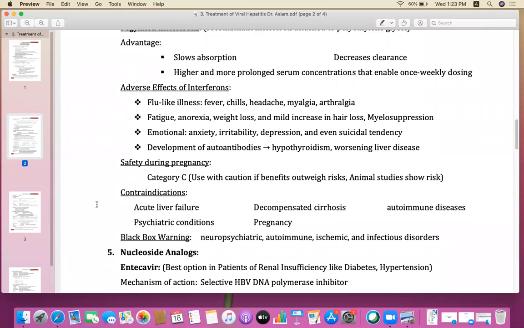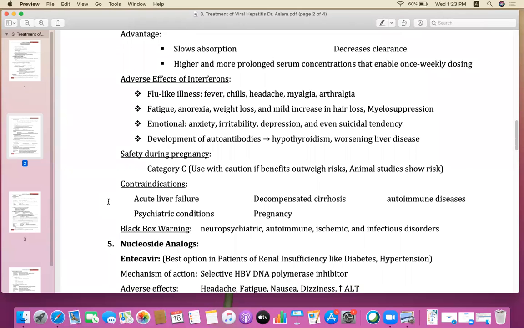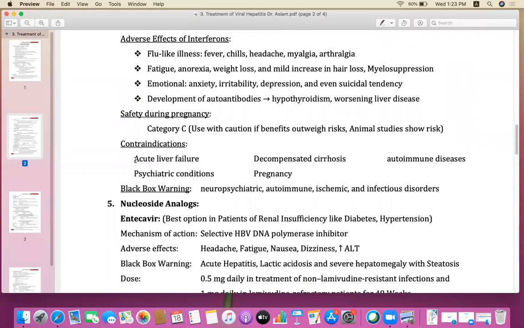What is the safety during pregnancy? It is category C. Use with caution if benefits outweigh risk, because animal studies show risk. And interferon is contraindicated in patients with acute liver failure, decompensated cirrhosis, autoimmune disease, psychiatric conditions, and pregnancy, because it will exacerbate the psychiatric condition, autoimmune disease, and liver cirrhosis if you prescribe interferon in these conditions.